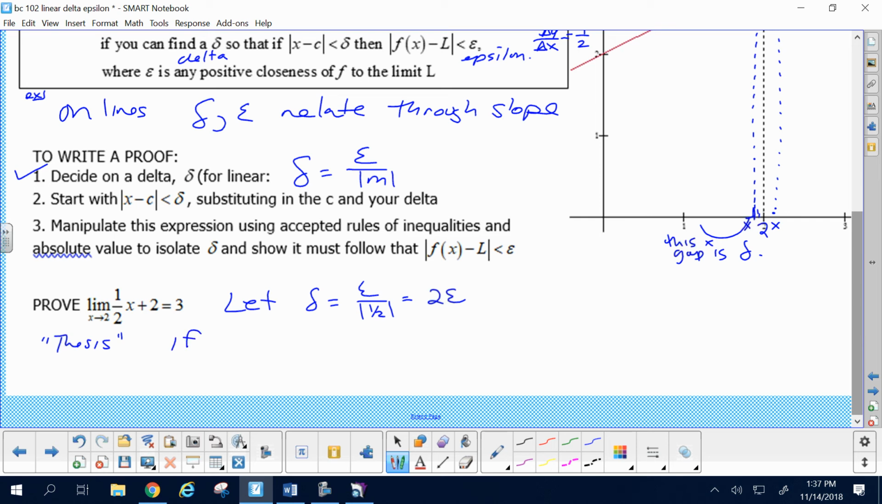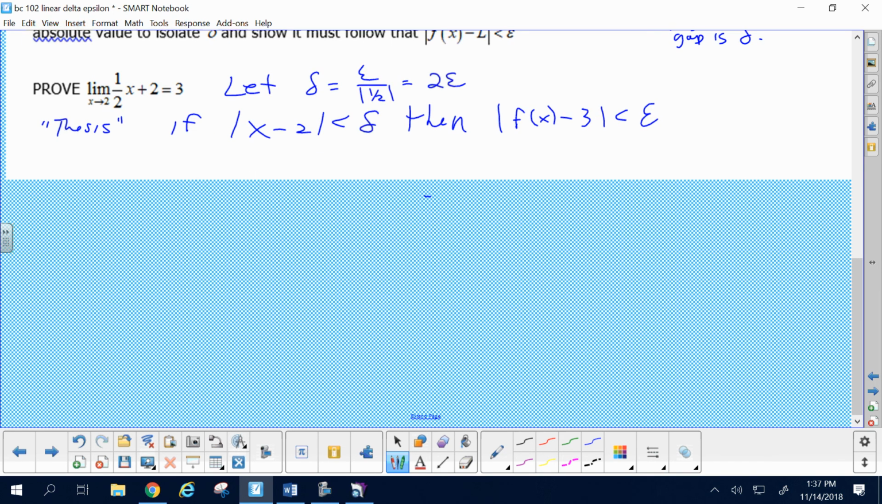Sorry. It's this. If x minus 2, or the difference between x and 2, is less than that delta, it must follow that the difference between y and the limit, which is 3, the y value of 3, will be less than your required closeness. Any arbitrary closeness, within a billion, within a trillion. Okay? Now, this starts to look like those problems we've been doing in the homework.